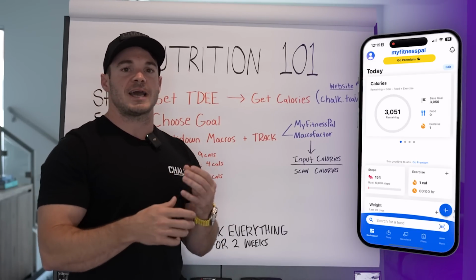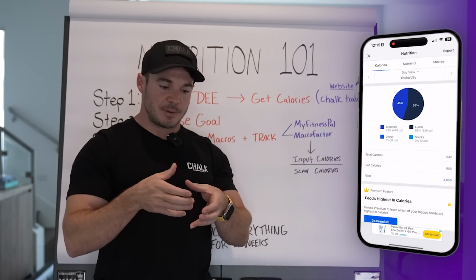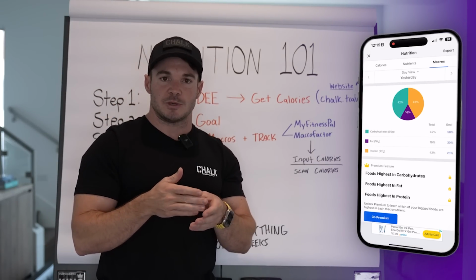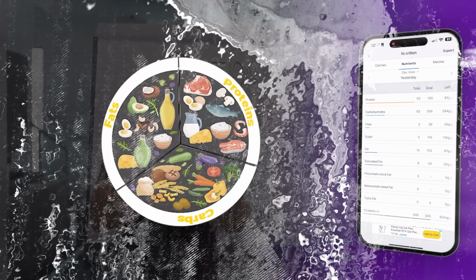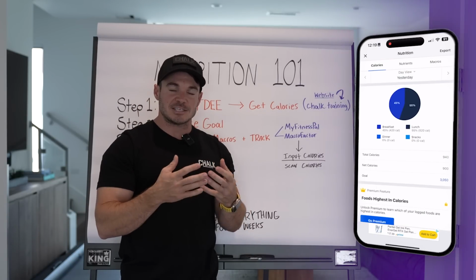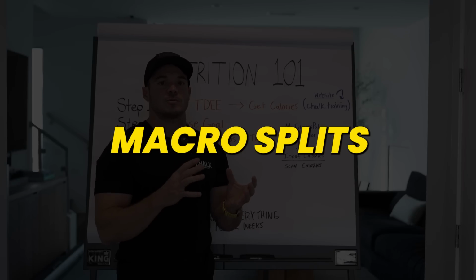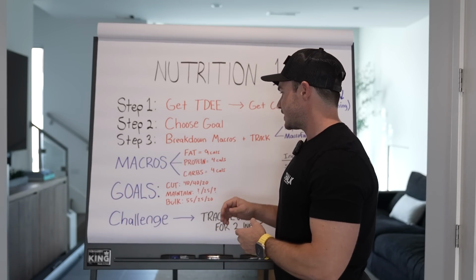And then as you start to put your calories in, there's gonna be a little pie graph, and the pie graph is gonna start to separate between fats, proteins, and carbs. So now as you start to fill in this pie graph, based off of your goal, there's gonna be certain macro splits that are better than others. This is where we get into this area here.